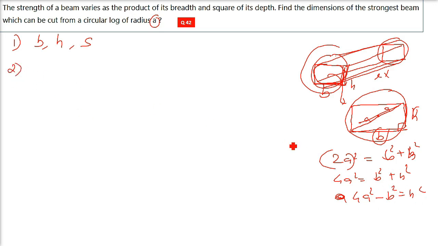Now the second equation you are going to get from here, we have already got it. So you can just write it like this: 4A square minus B square is equal to H square. This is what we are going to use and employ.